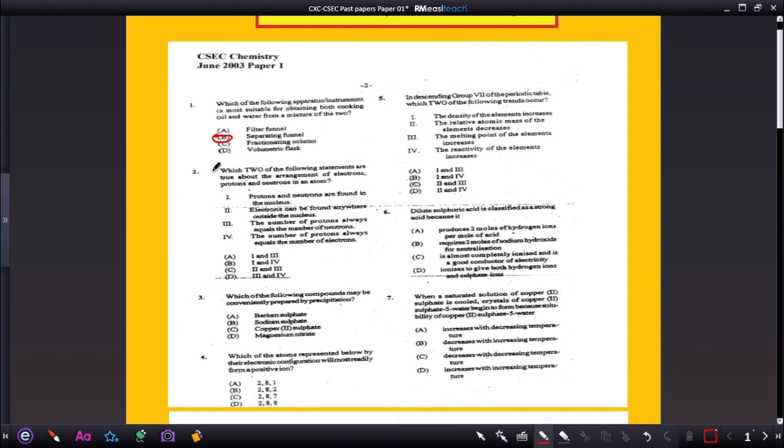Question 2, which two of the following statements are true about the arrangement of electrons, protons, and neutrons in an atom? 1, protons and neutrons are found in the nucleus. 2, electrons can be found anywhere outside the nucleus. 3, the number of protons always equals the number of neutrons. And 4, the number of protons always equals the number of electrons. The answer would be 1 and 4, which is B.